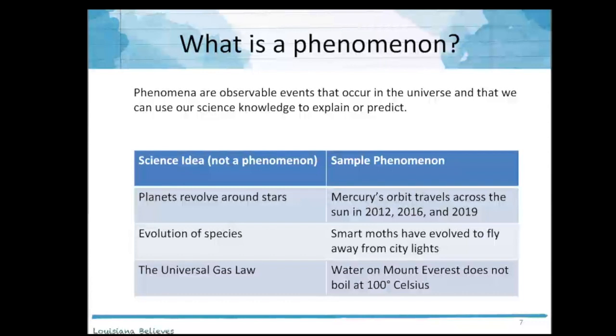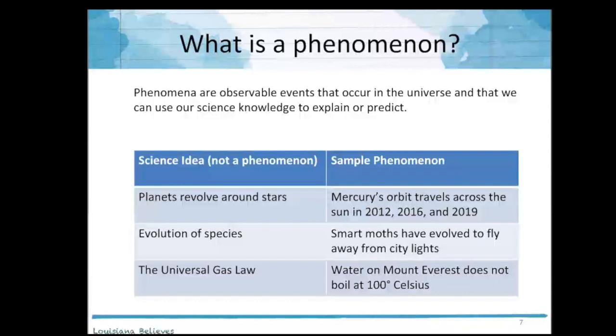And so instead of just teaching that idea, we can now help students root their understanding of that idea by using a phenomenon such as the fact that Mercury has orbited or traveled around the sun. And this occurred in 2012, 2016, and they are predicting that it will occur in 2019.